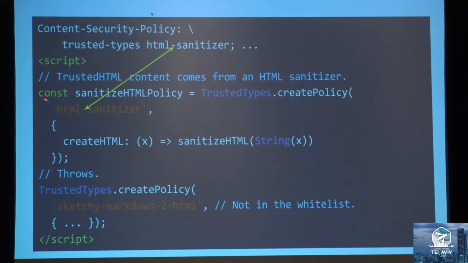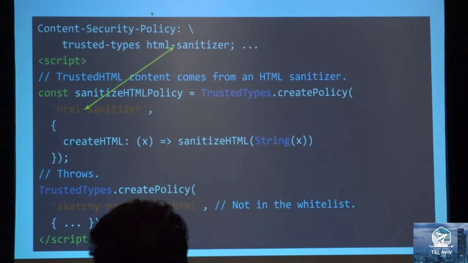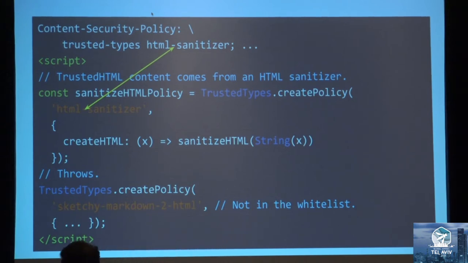So down here in the JavaScript, you can see we're defining a policy. This policy can be used to create trusted HTML, but the HTML that it produces is always going to be the result of an HTML sanitizer. So the HTML sanitizer will have removed any powerful elements or attributes before they become the content of this trusted HTML value.